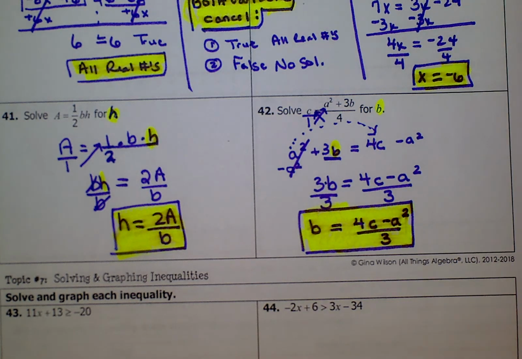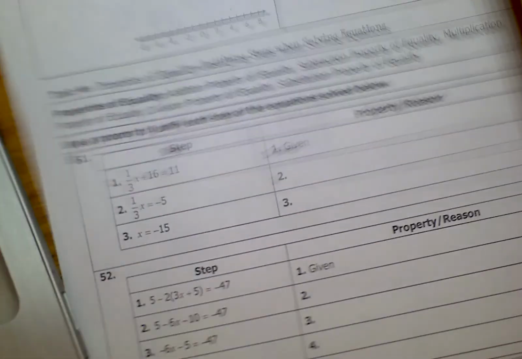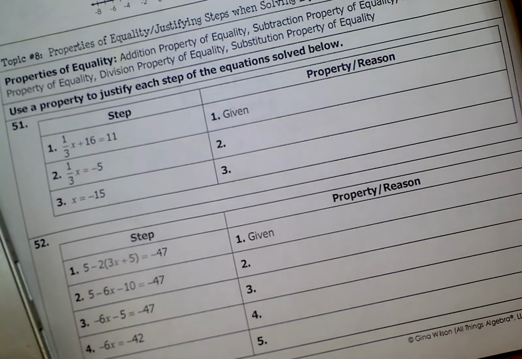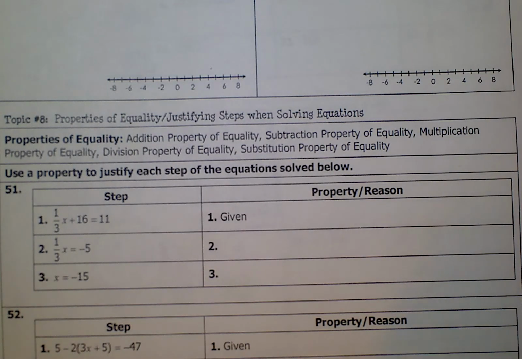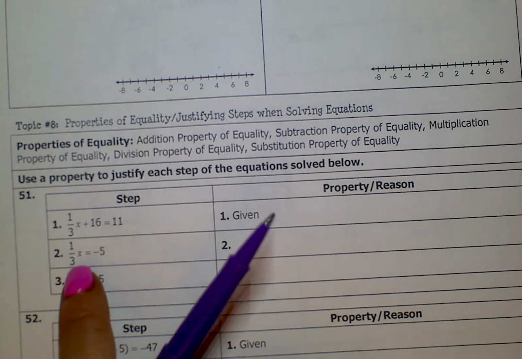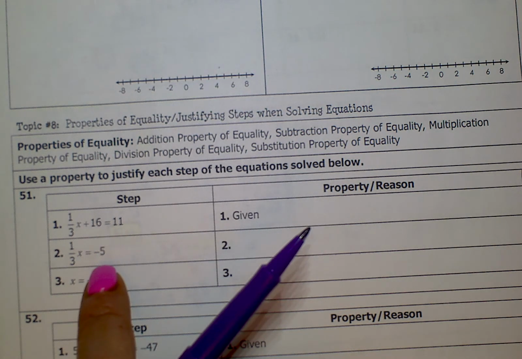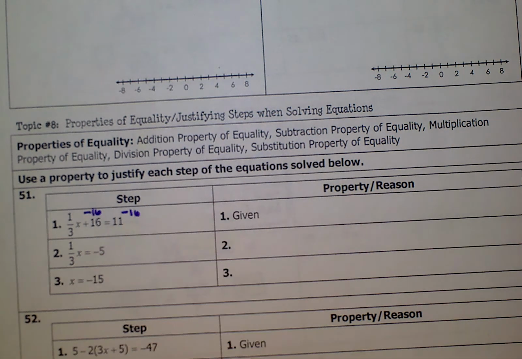Okay, let's jump ahead to, I think 51 and 52 deal with equations and justifying steps. Okay, so looking at 51, we need to kind of see what they're doing to solve that question, and you have to give reasons of what's going on. Now, with the first part, that just means given. They're giving you that problem. Then you have to see how they went from this to here. Well, notice the 16 is missing. So to get rid of addition, they had to subtract.